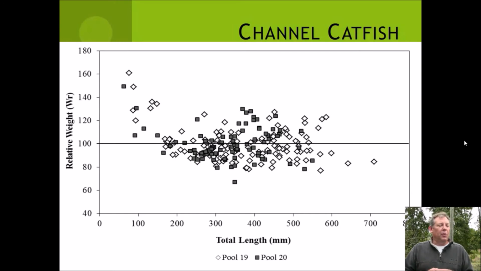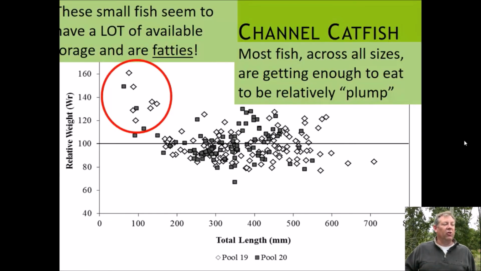And so here's an example of channel catfish from 2 pools in the upper Mississippi River. These fish were caught on either side of Lock and Dam 19. Again, we're plotting relative weight across total length. You don't see much of a pattern above 175 millimeters, but you see a very clear trend in these smaller fish. For whatever reason, these smaller fish have a ton of food. Well, they're probably eating something different. They're probably not food limited.